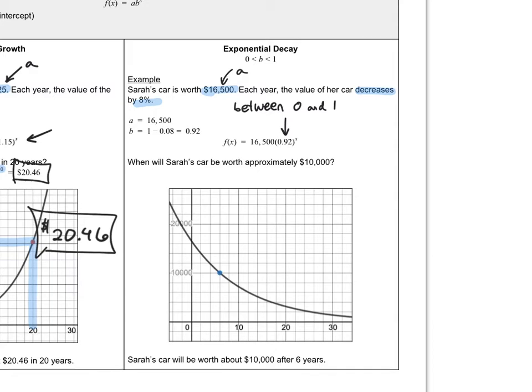The question says, when will Sarah's car be worth approximately $10,000? In this case, we've been given the y value, and we're asked to find the x value that matches that. So with this situation, it's going to be much easier to use the graph. So this time, I'm going to find $10,000 on my y-axis, that's right here, and then just go down and see about how many years that would be on my x-axis. I notice my x-axis counts by 2, and I can see, hey, that's about 6 years. Sarah's car will be worth $10,000 after 6 years. It's not perfect, but it's a pretty good guess.